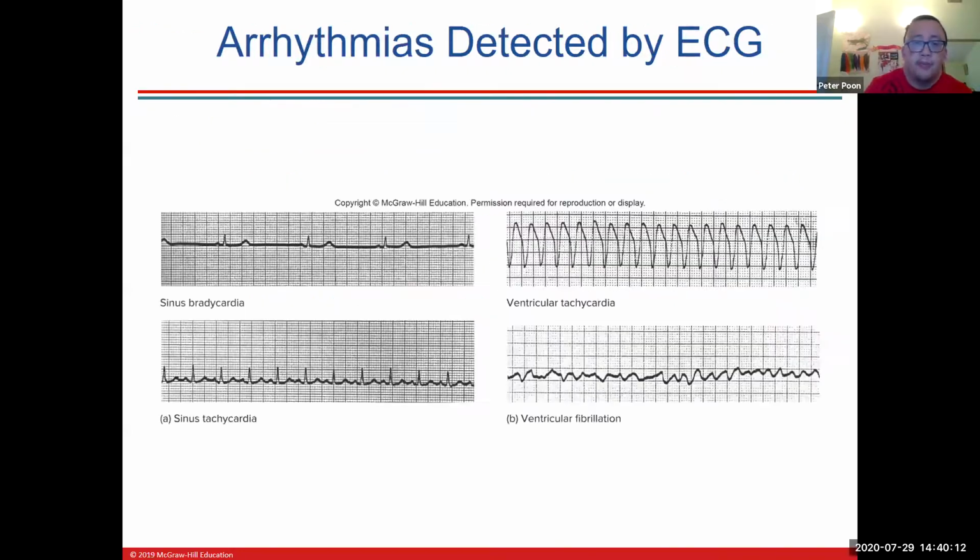So you can see the sinus bradycardia, the sinus tachycardia, the ventricular tachycardia, and then the ventricular fibrillation, where it's not in sync at all.